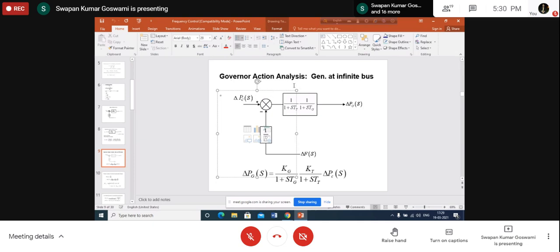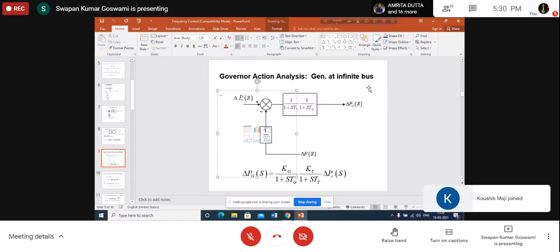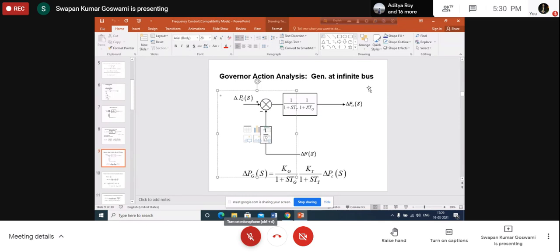Let us assume that the generator is connected to an infinite bus. What does it mean? When the generator is connected to an infinite bus, how much will be the change in frequency? What will be the value of delta Fs if the generator is connected to an infinite bus? Zero, I think. Zero. That means now assume that we have a generator, a governing system, obviously the turbine, and this generator is connected to an infinite bus. So when it is connected to an infinite bus, automatically you know that there is no change in frequency, meaning delta Fs is zero.